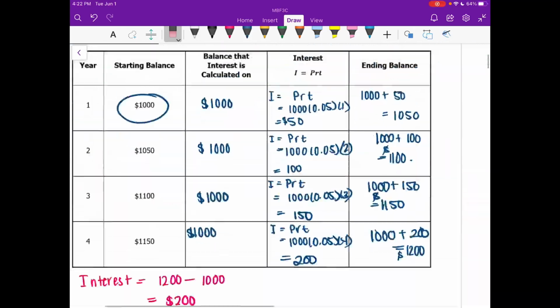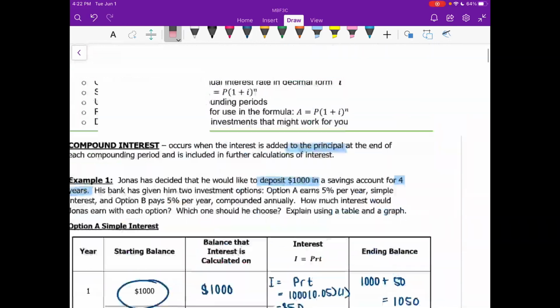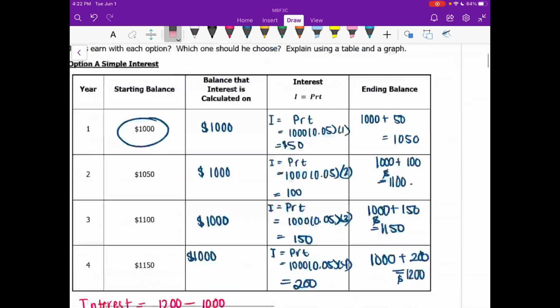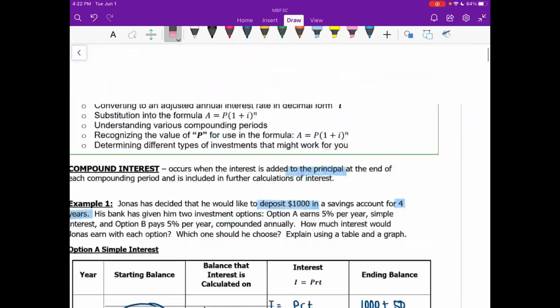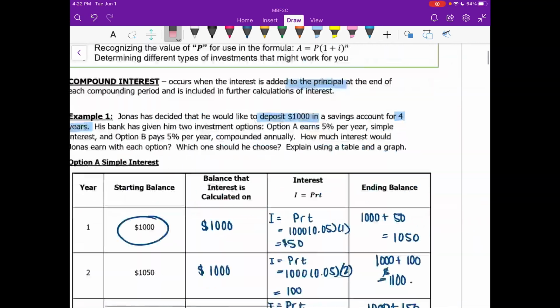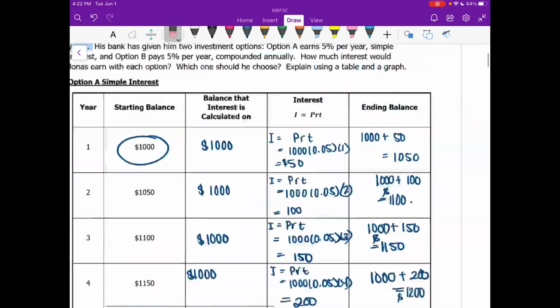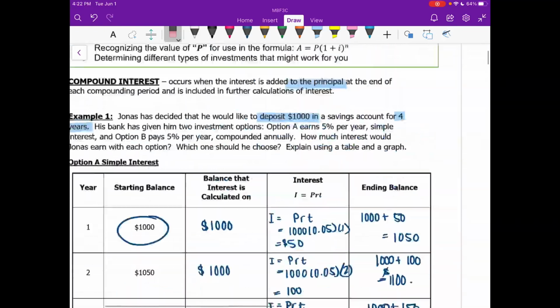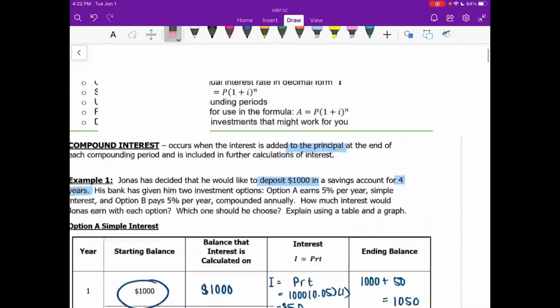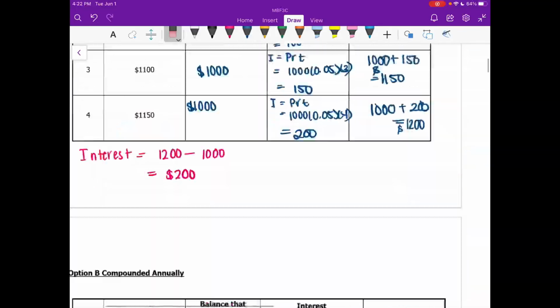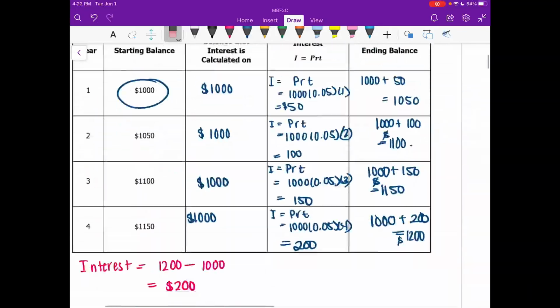So now that we know how to find P, we know how to find I, and we know how to find N, we know how to find all the values in that equation except A. So when you're looking for A, what A really is, it's just the final amount. Same thing as your last simple interest one. You take the principal and then you add the interest that you earned on it.